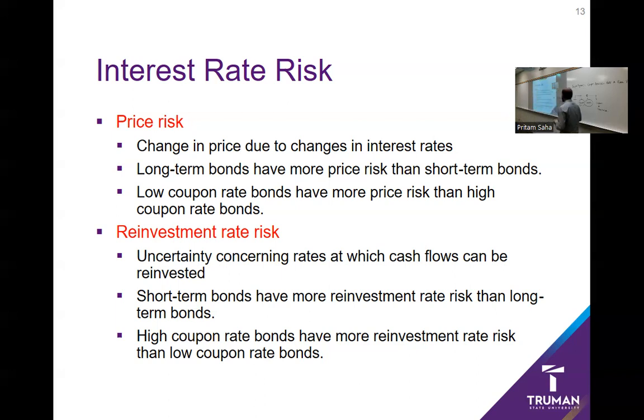High coupon rate bonds have more reinvestment risk than low coupon rate bonds. Absolutely makes sense. High coupon rate bond means you will generate more absolute cash flow, right? Low coupon rate bond means you will be generating low absolute cash flow, right? If interest rate is low, the more you reinvest, the more risk, right?